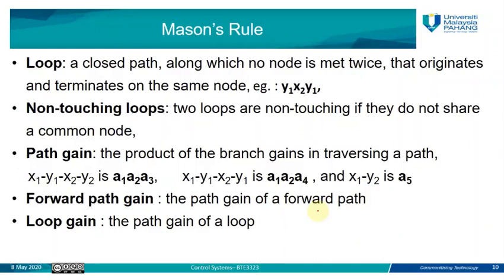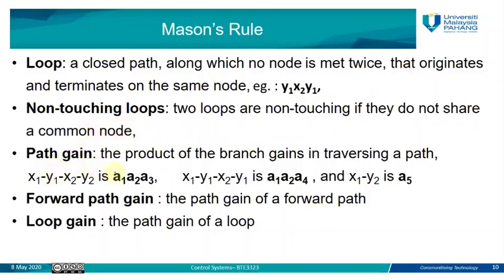Also, non-touching loops. That means we have two loops that are non-touching, so they do not touch each other, with separate or individual nodes. They do not have any nodes in common between them, so this we call non-touching loops.